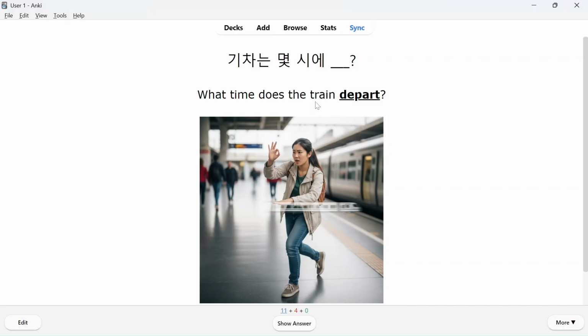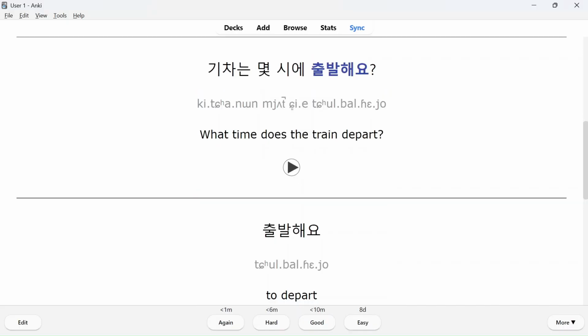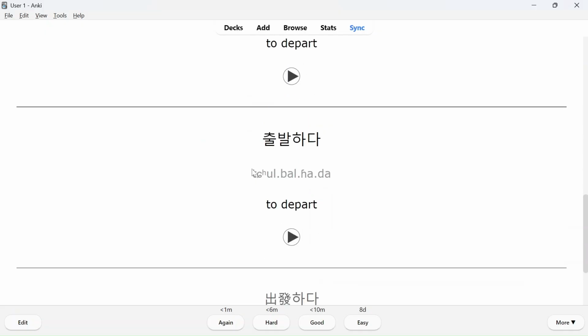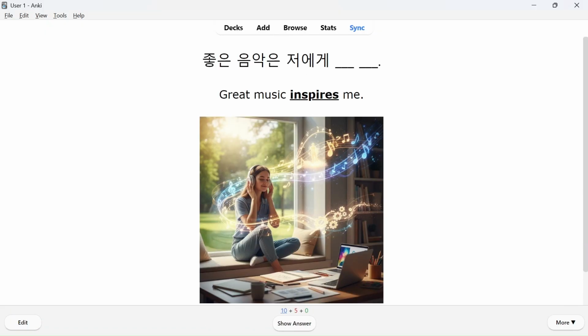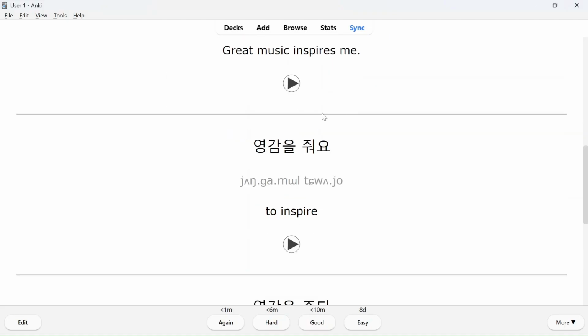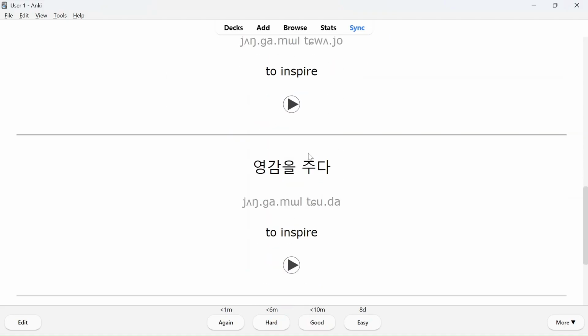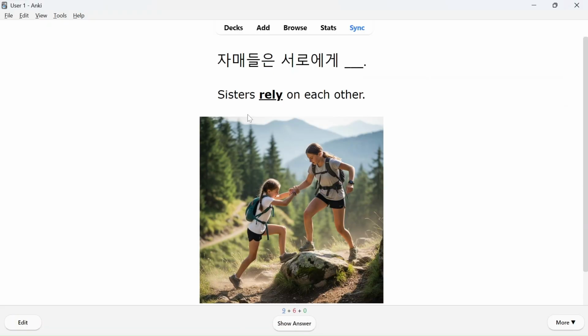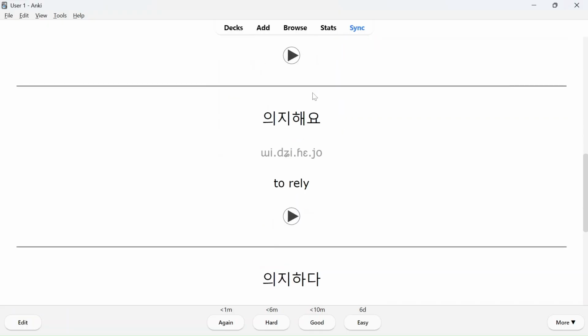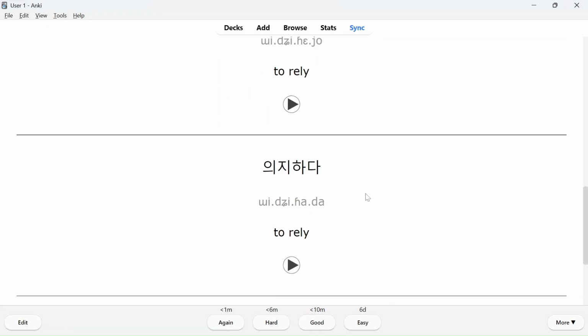What time does the train depart? 기차는 몇 시에 출발해요? 출발해요. 출발하다. So sentence, polite, dictionary. Great music inspires me. 좋은 음악은 저에게 영감을 줘요. 영감을 줘요. 영감을 주다. Let's do one more. Sisters rely on each other. How do you say rely? 자매들은 서로에게 의지해요. 의지해요. 의지하다.